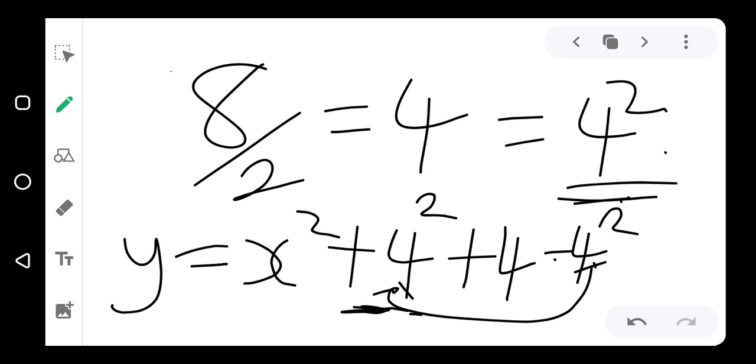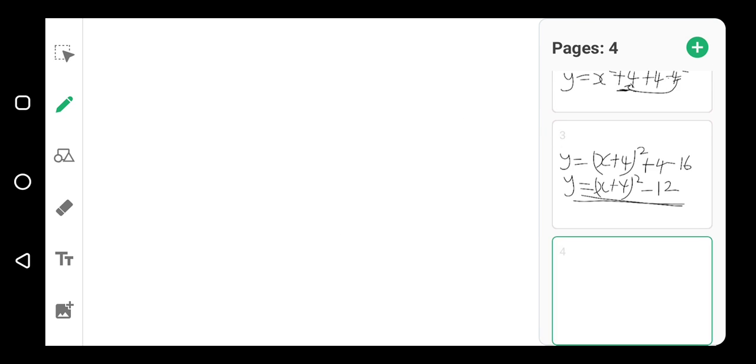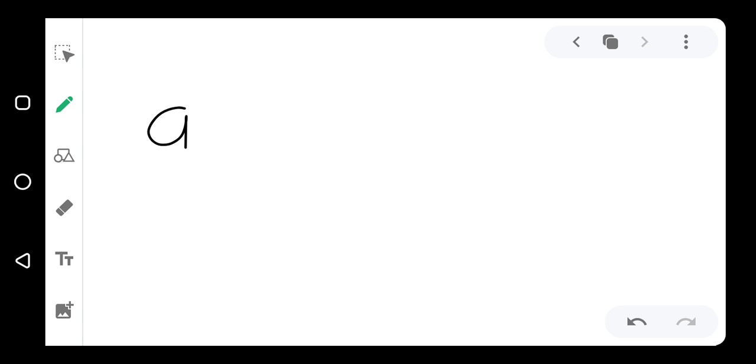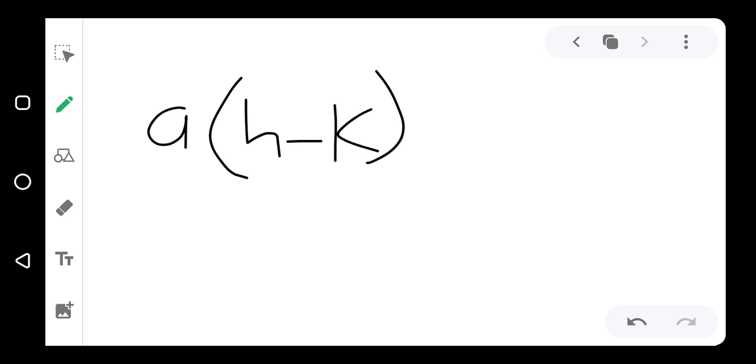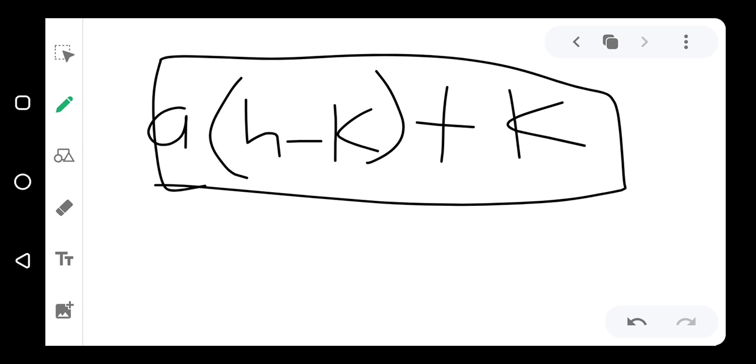I said that the vertex form looks like this. It looks like a, brackets x minus h, squared, plus k, something of this nature. So we go to the second one.